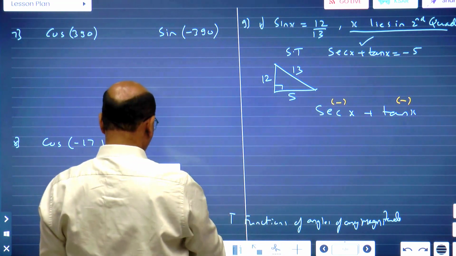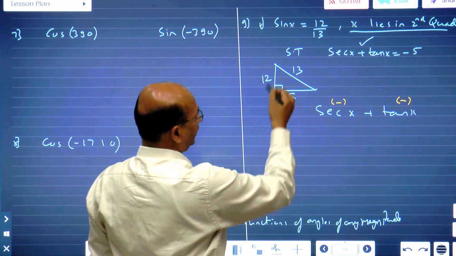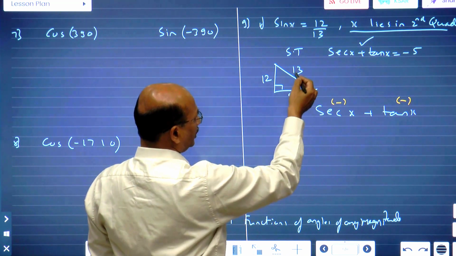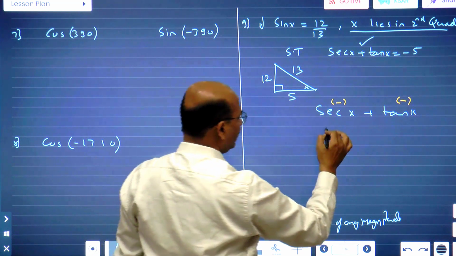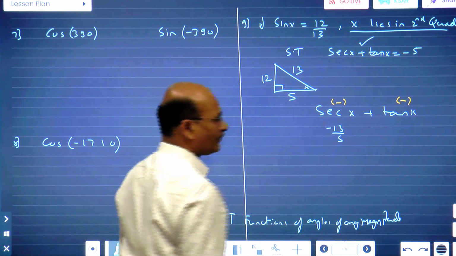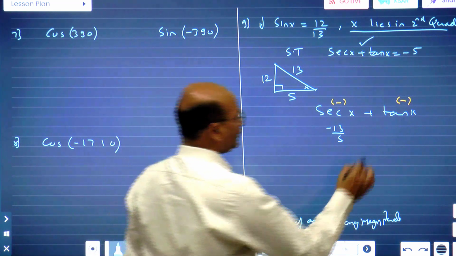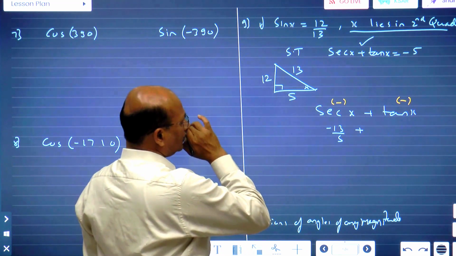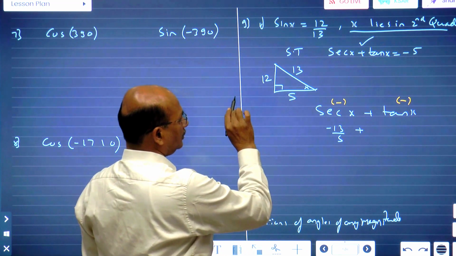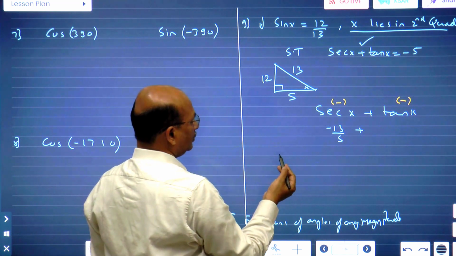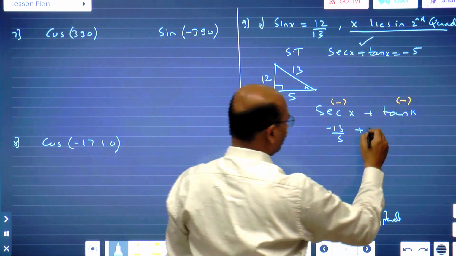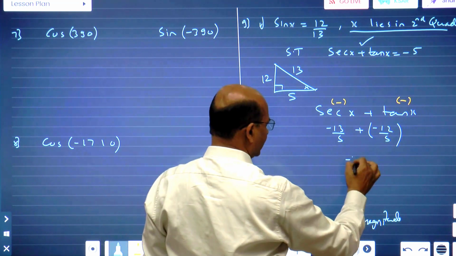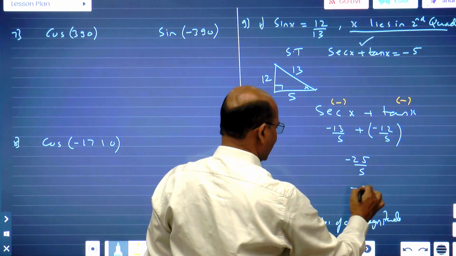Okay, so sec will be negative. So quickly I can do that. Sec is the reverse of cos. What is cos here? 5 upon 13, because this is my x here. So sec will be 13 upon 5, but I will write it as minus 13 upon 5, plus minus tan. What is tan? 12 upon 5. So it will be minus 12 upon 5. So if I do the denominator here, this is minus 25 upon 5. Answer is minus 5.